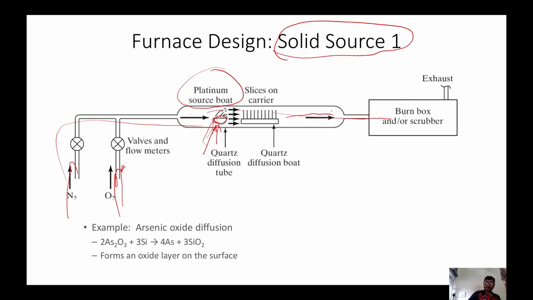So this will be converted into arsenic oxide, which was already there. This will form an oxide layer over the surface, which will allow the diffusion of the boron atoms inside the silicon crystals.